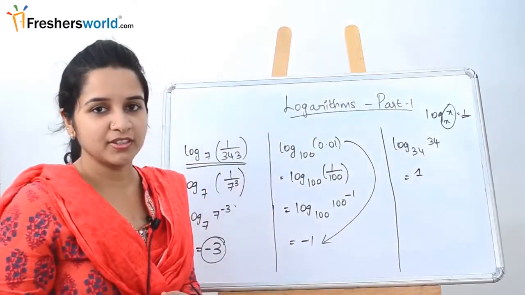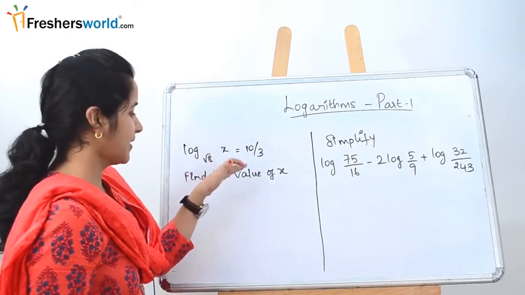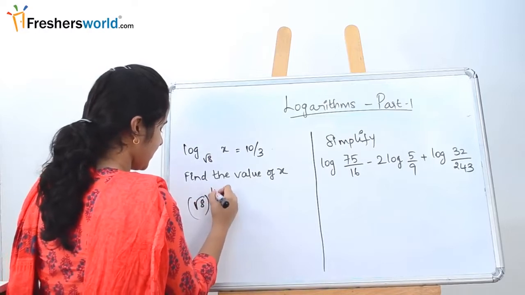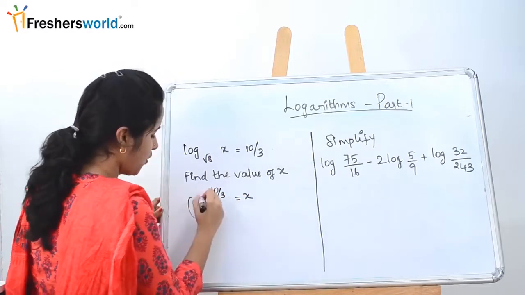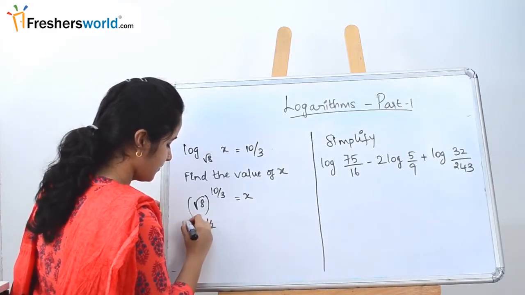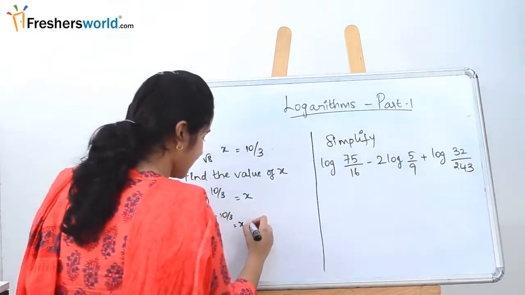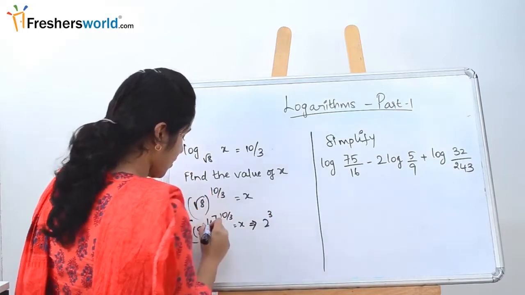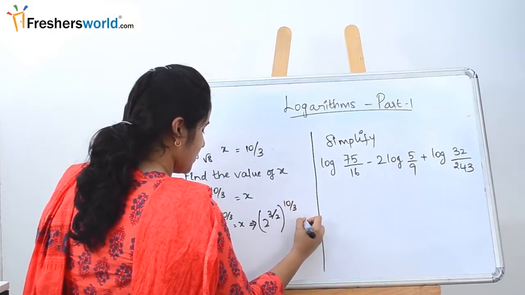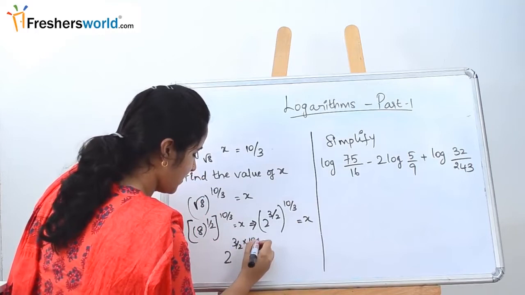So let's solve a couple of other sums. The next question is log x to the base root 8 is equal to 10 by 3. Find the value of x. As usual, what are we going to do? Root 8 to the power 10 by 3 is equal to x. So how can root 8 be written? 8 power 1 by 2, to the whole power 10 by 3, equal to x. How can 8 be written? 8 is nothing but 2 power 3. We already have 1 by 2, so 2 power 3 by 2, to the whole of 10 by 3 is equal to x. Now these can be multiplied. So 2 power 3 by 2 into 10 by 3.